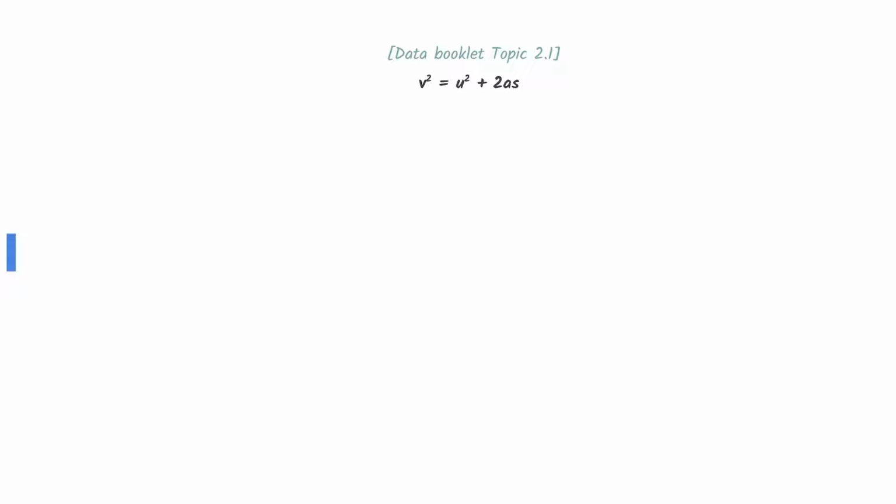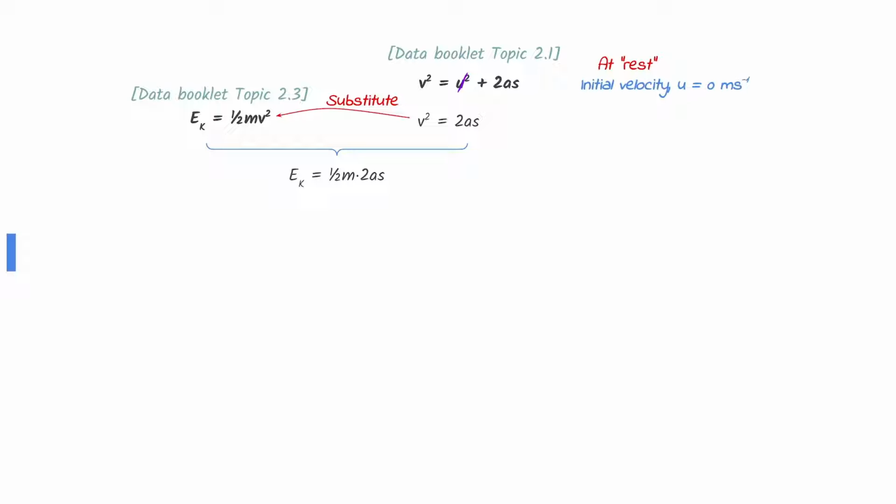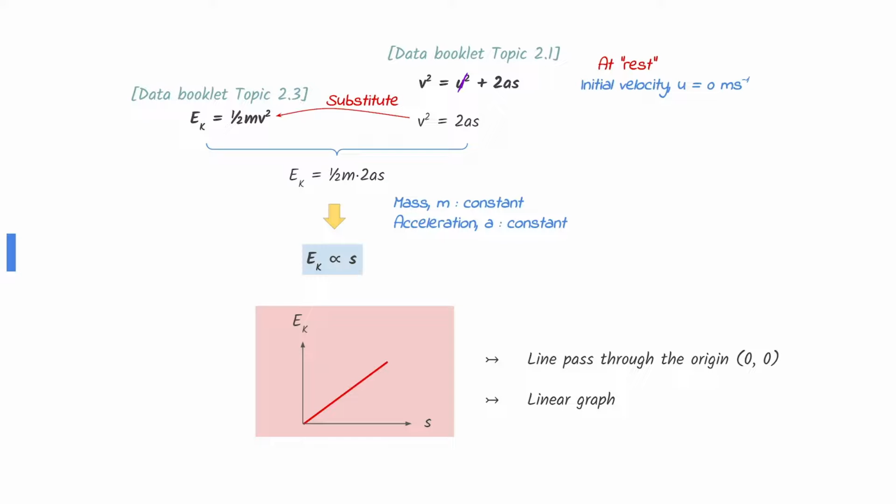The aim of this question is to derive an equation that links kinetic energy with displacement. Start off with the motion equation v squared equals u squared plus 2as. We use this equation since the question mentions initial speed, acceleration, and distance traveled. This equation can be simplified since the initial velocity is 0. Substitute v squared into the kinetic energy equation. Since mass and acceleration are constant, this equation can be simplified to the kinetic energy being directly proportional to the displacement. When two variables are directly proportional to each other, the graph is linear and passes through the origin.